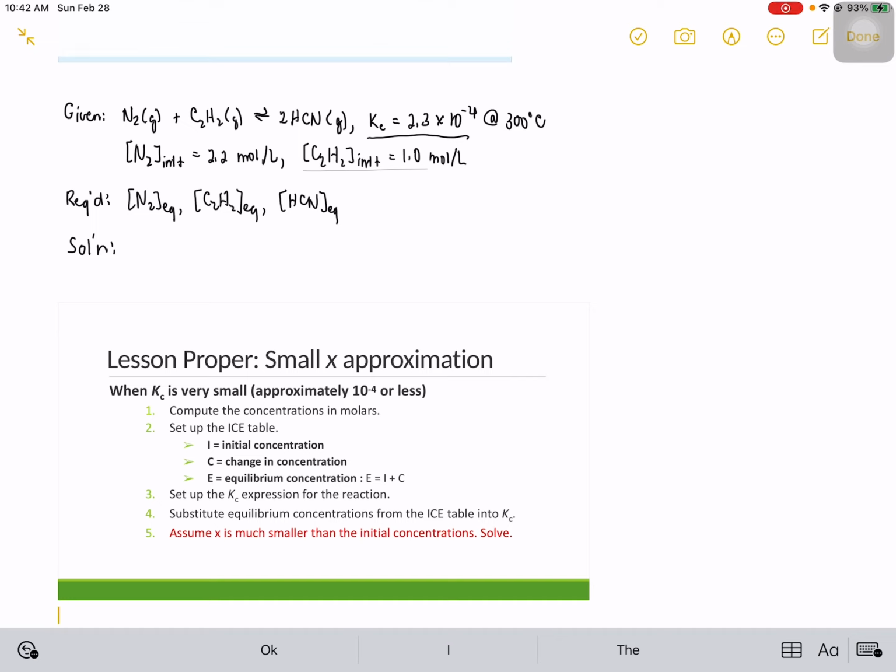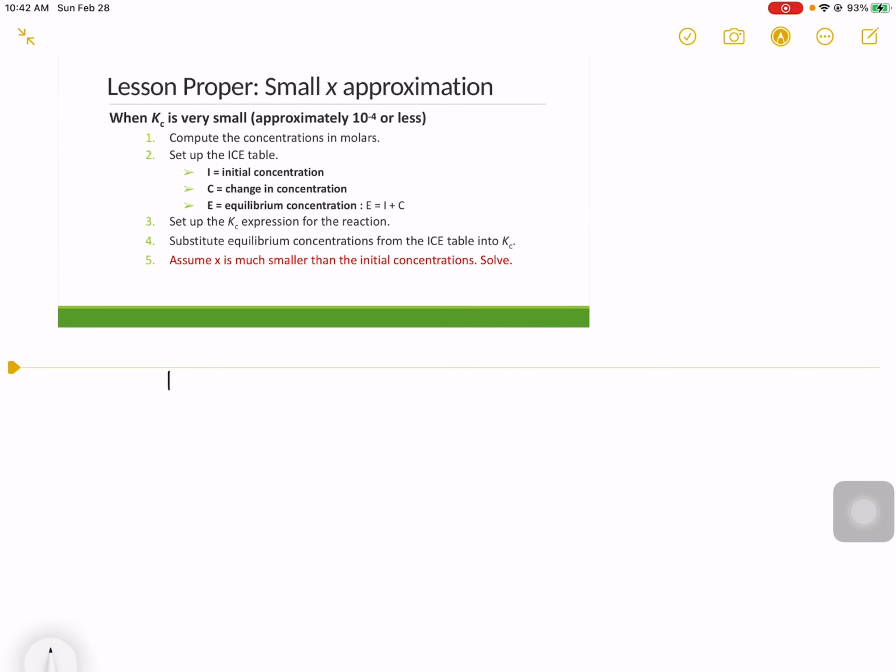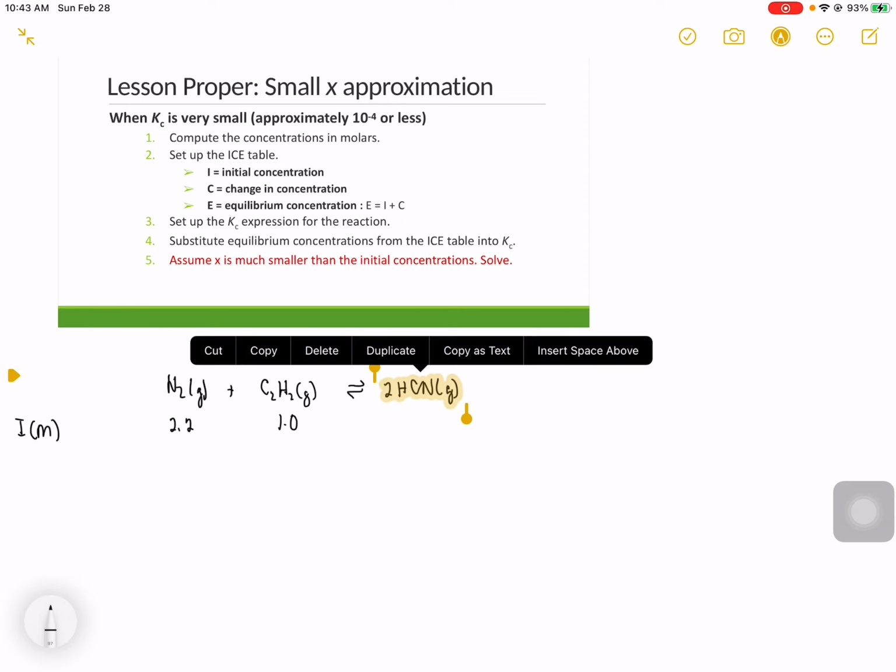So copying the balanced chemical equation for this, we now have nitrogen reacting with acetylene to form two molecules of hydrogen cyanide. Now initially, the concentrations of the reactants are already given. So we have 2.2 molars for nitrogen, and for acetylene, we are initially given 1 mole per liter of that one.